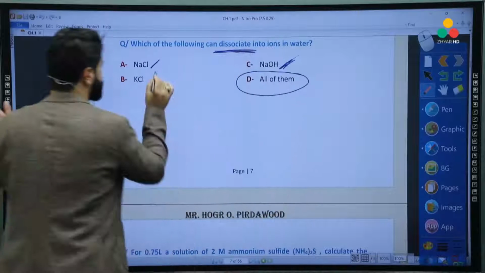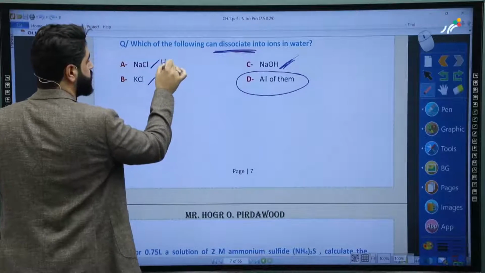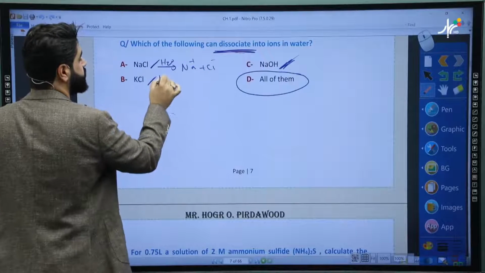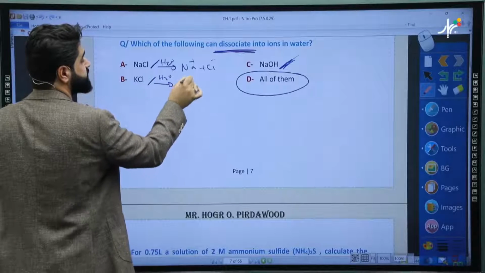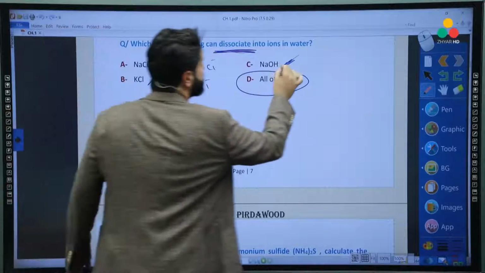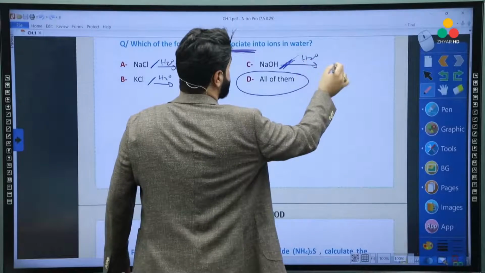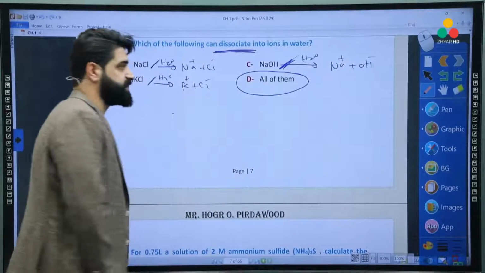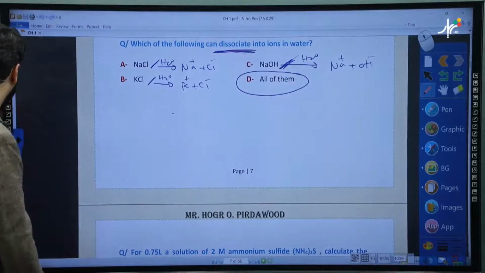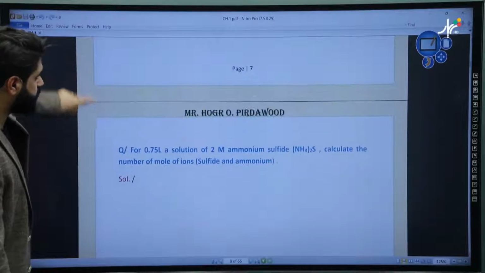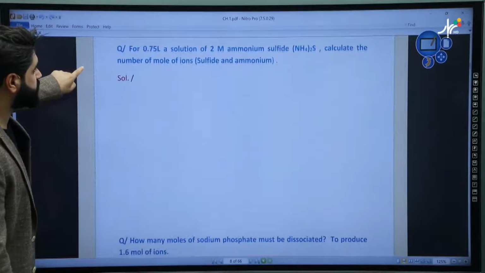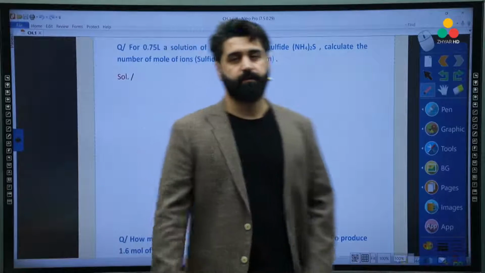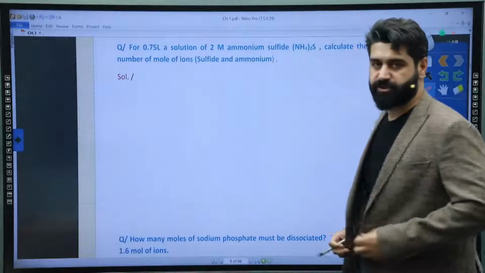Let me write the equation. In water, it will be Na+ and Cl-. In water, it will be K+ and Cl-. In water, it will be Na+ and OH-. So all of them dissociate in water easily. Now, actually, this question is a wonderful question.